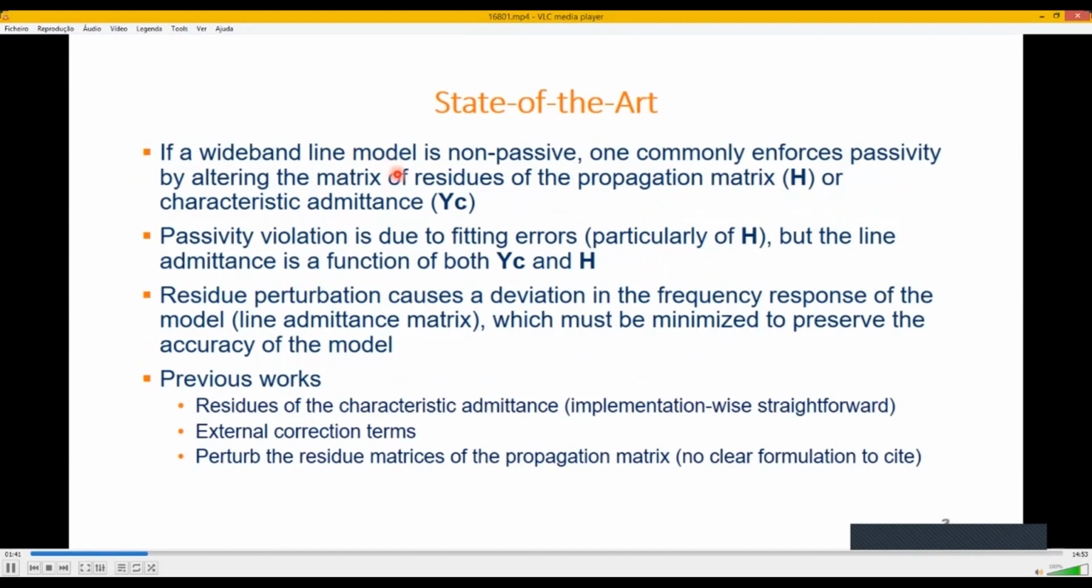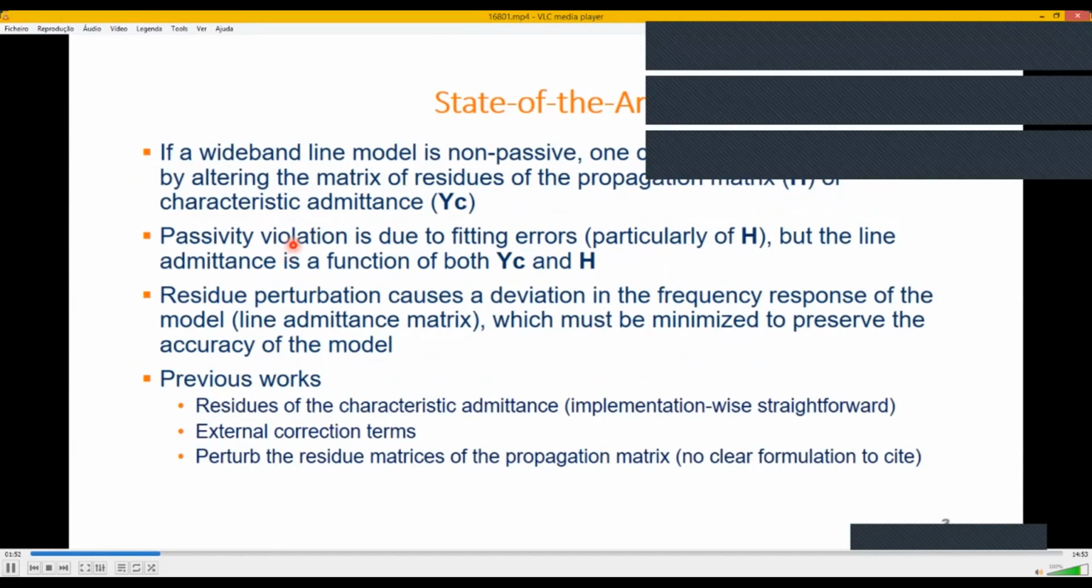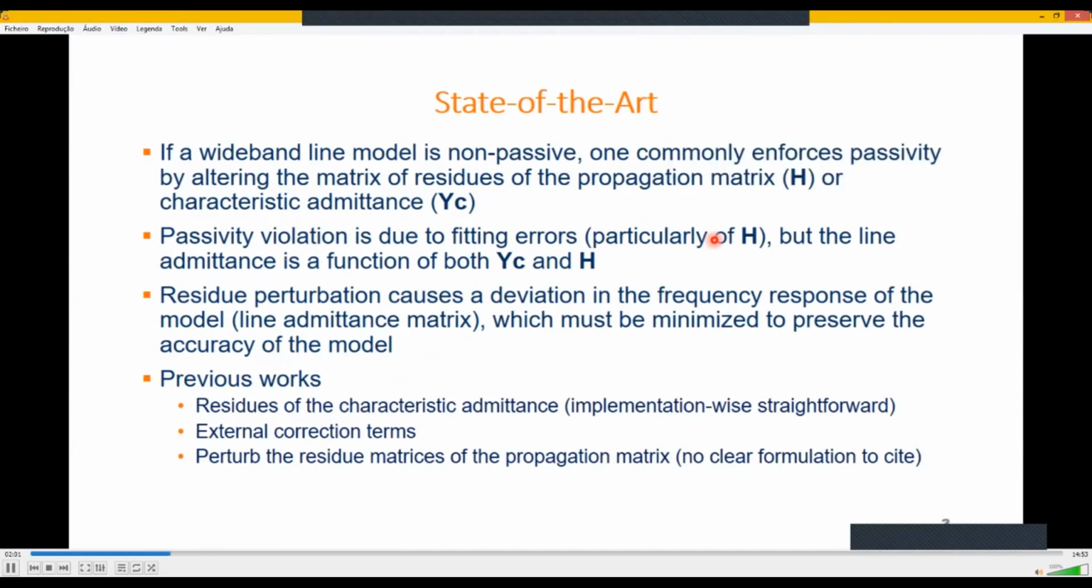The current approach is to enforce passivity by altering the matrix of residues of either the propagation matrix or characteristic admittance. Note that passivity violation is due to fitting errors, and particularly encountered in the fitting of H, but the line admittance is a function of both YC and H. So although not guaranteed, it is possible to achieve passivity enforcement by perturbing only the residues of YC.